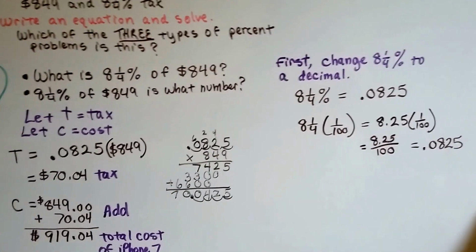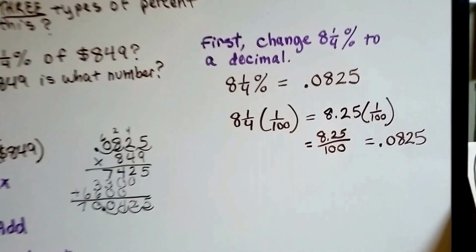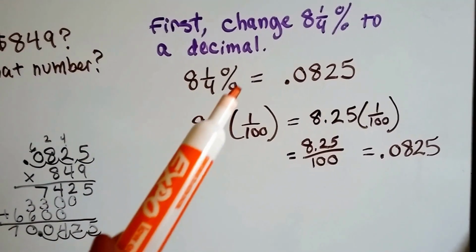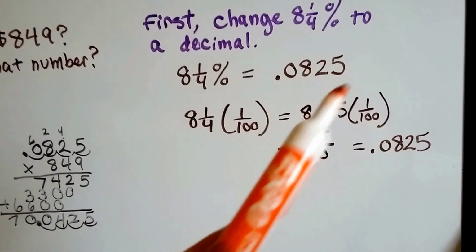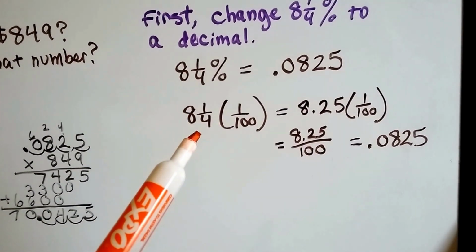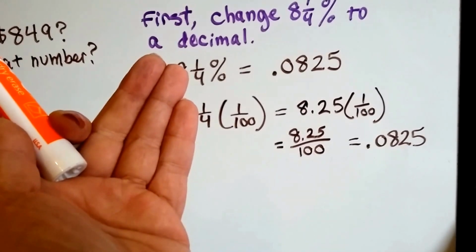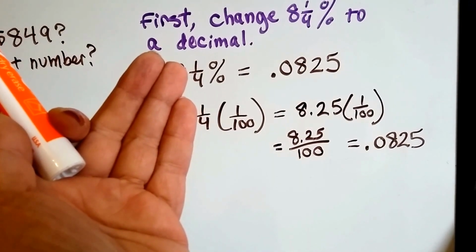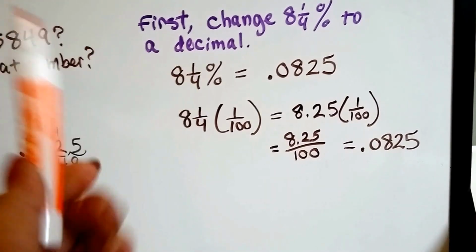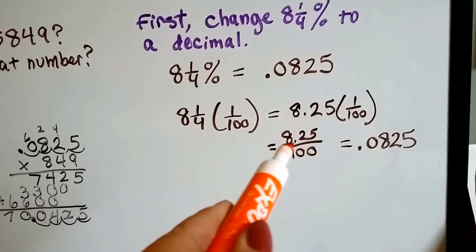So the first thing we're going to do is turn 8 1/4% into a decimal. 8 1/4% comes out as 0.0825. We take the 8 1/4%, ignore the 8 for now. The 1/4% is going to come out as 0.25. And then the 8 will make it 8.25.